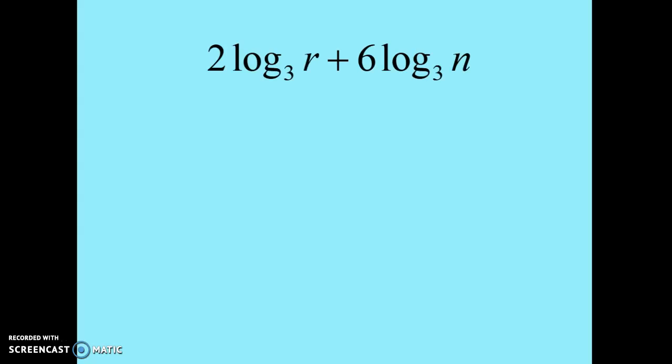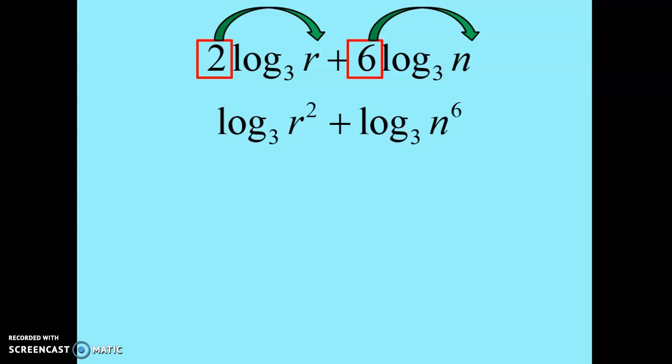Next, we have 2 log base 3 of r plus 6 log base 3 of n. In this case, we have these coefficients in front of both logs. We have a 2 and a 6. What we're going to do with those coefficients is transport them over to become exponents on their respective variables, the r and the n. So we have log base 3 of r squared plus log base 3 of n to the 6th.